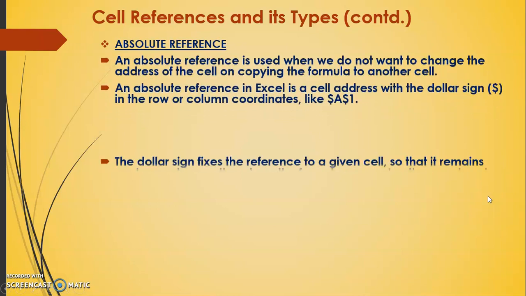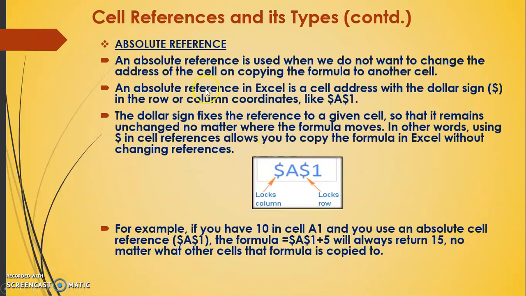Coming to the next type of reference, absolute reference. Now what does absolute mean? It is used when we do not want to change any address on the cell. जब हमको कोई change नहीं करना है, we want to keep the contents fixed, then this type of reference is used and we put a dollar sign. As soon as the dollar sign is given with the cell reference, that type of cell reference becomes the absolute reference, and that dollar sign fixes the reference to a given cell. In this type of reference, if you copy the formula from one cell to another cell, it will not change, it will remain fixed.